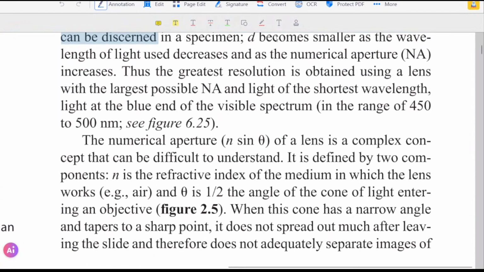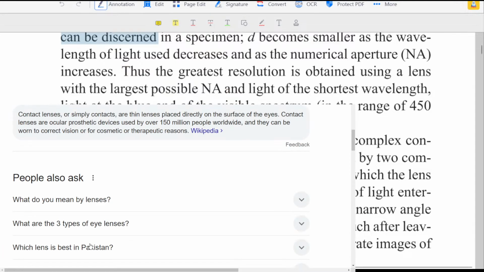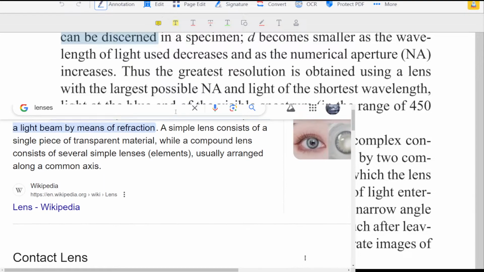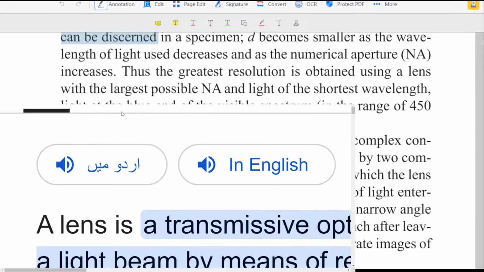So let's move on further. And as the numerical aperture increases, guys, I still don't get it. What is this numerical aperture, guys? I need to go to Google for this. Numerical aperture or whatever.